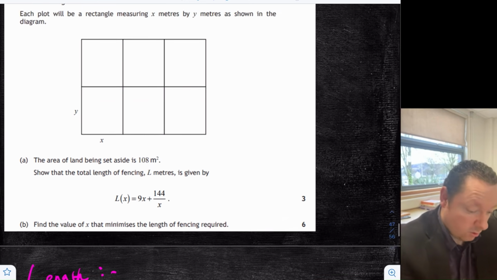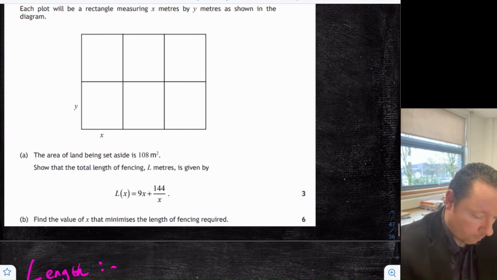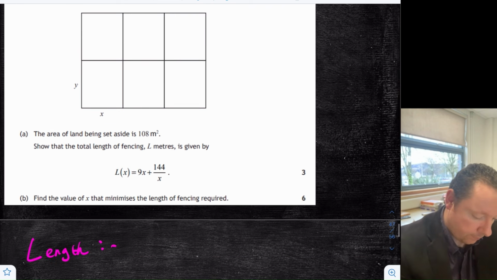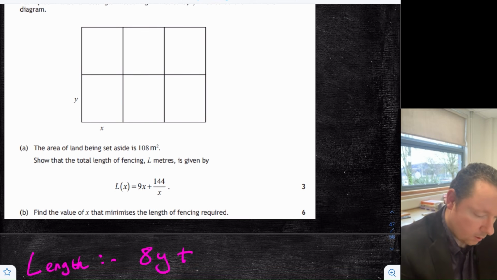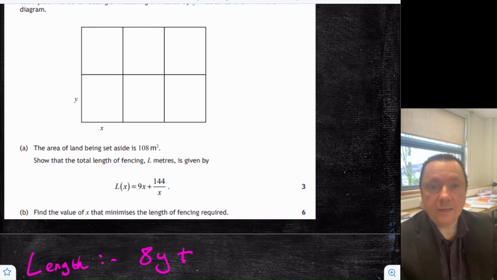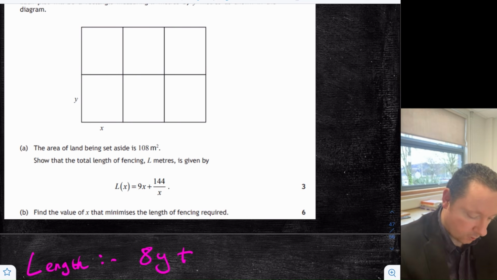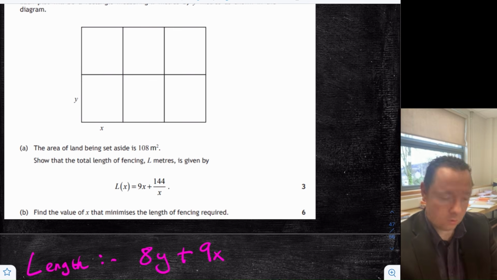So let's just count. We've got 1, 2, 3, 4, 5, 6, 7, 8y plus 1, 2, 3, 4, 5, 6, 7, 8, 9x. So 9x plus 8y or 8y plus 9x. But our length has got only x's in it, so I'm going to have to use my area.